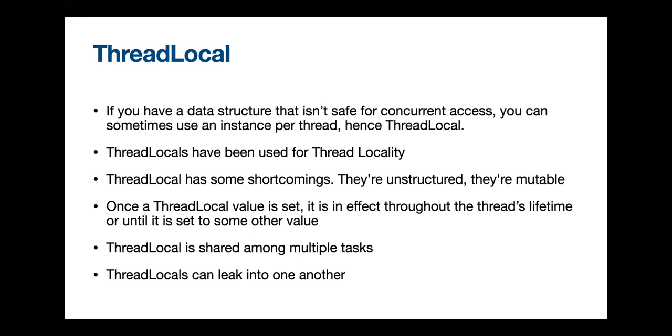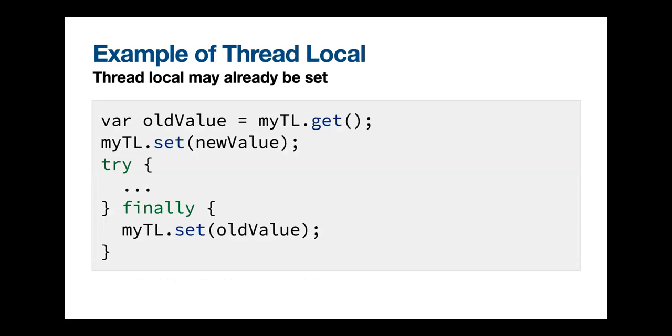Thread locals have been used for setting a variable for thread locality, but they have some shortcomings. They're unstructured, they are mutable. And again, all of us have been moving a lot further into immutable territory. So what do we do? Once a thread local is set, it is in effect throughout the thread's lifetime until it's set to some other value. But the thing is that a thread local can be shared amongst other tasks. So if other tasks need to use the same thread local for something else, then things can go wrong and thread locals can leak to one another.